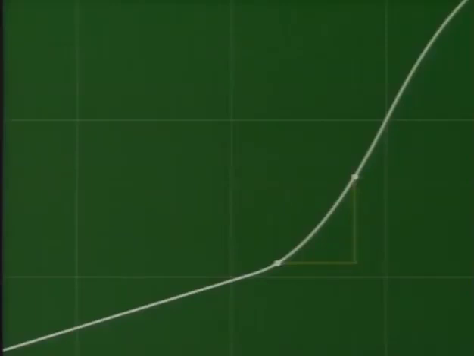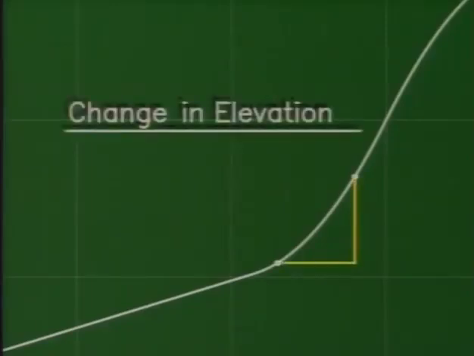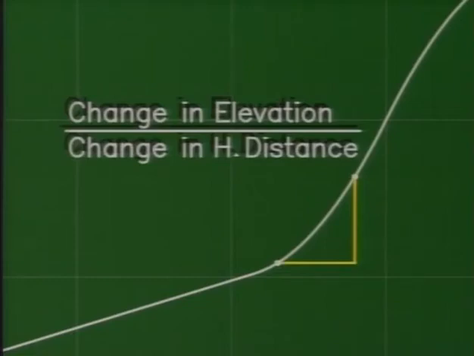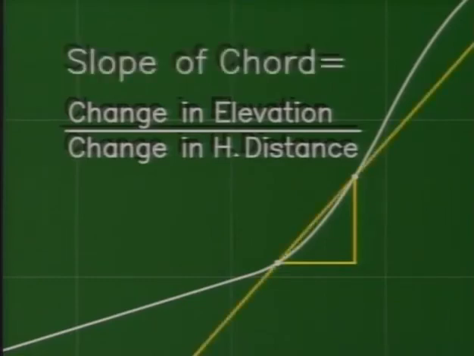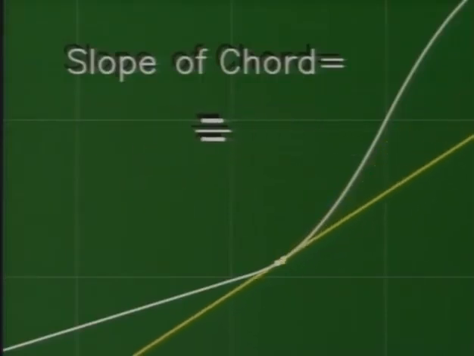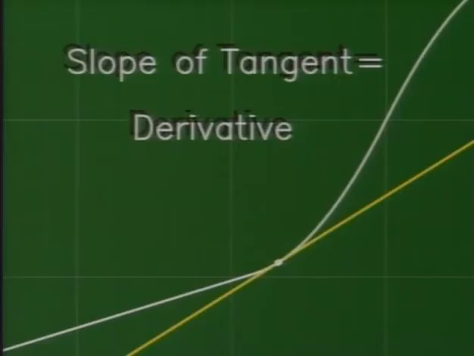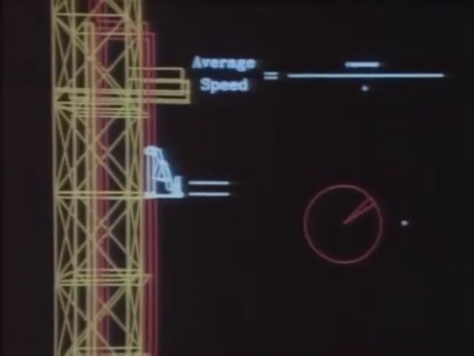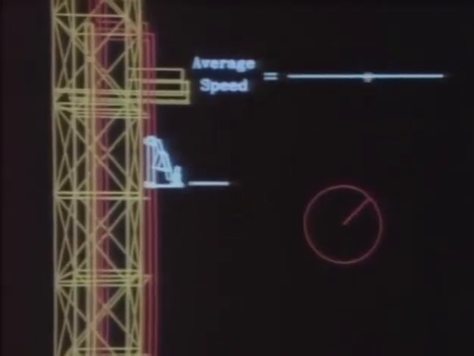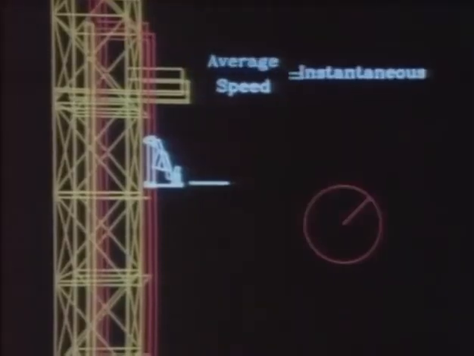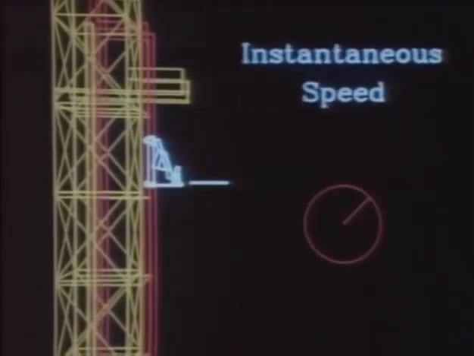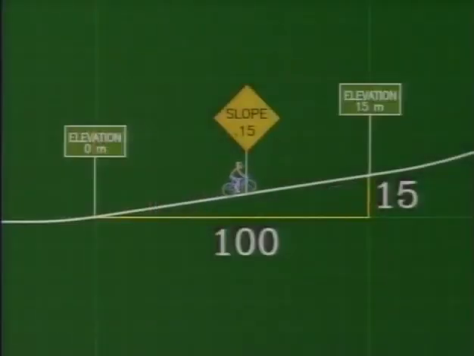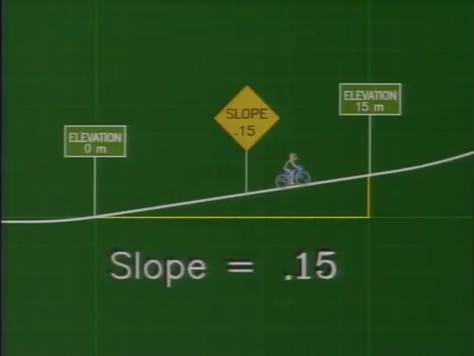Change in elevation is divided by change in horizontal distance. The result is the slope of a chord joining 2 points. When the horizontal distance shrinks to zero, the limiting value of the slope of the chord is the slope at that point. Differentiation. The goals and calculations differ, but not the essential concept nor the process. Speed is the derivative of distance with respect to time. Slope is the derivative of elevation with respect to horizontal distance.